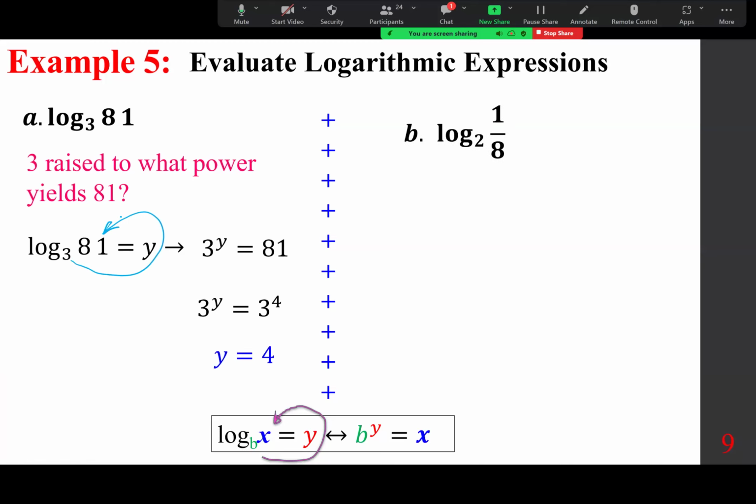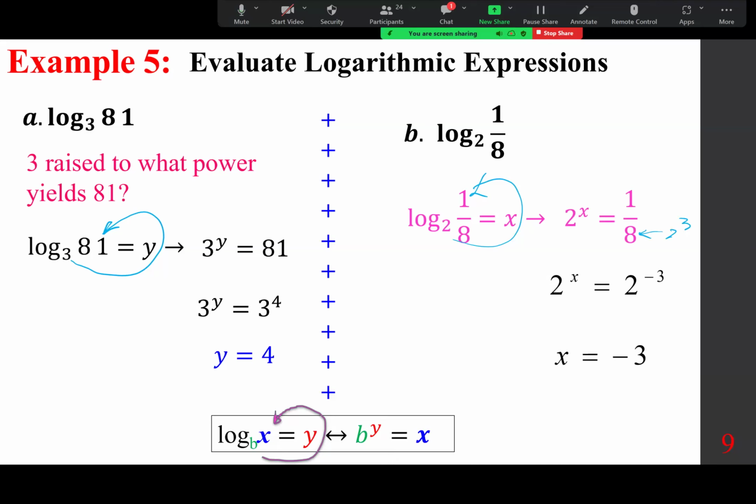What about log base 2 of 1 over 8? We don't know. We set it equal to x or y or z or m, any variable of your choice. We go with the arrow thing again. Means 2 to the power of x is 1 over 8. And you know 8 is 2 cubed, so it becomes 2 to the power of negative 3. They have the same base, they must have the same exponent, so x becomes negative 3.